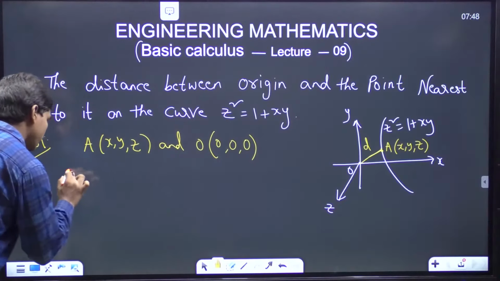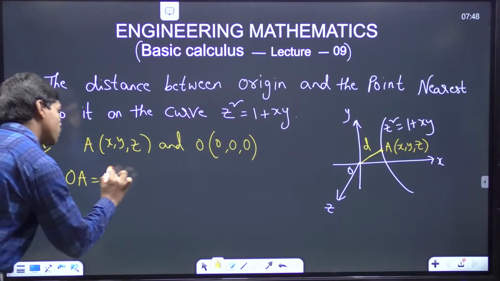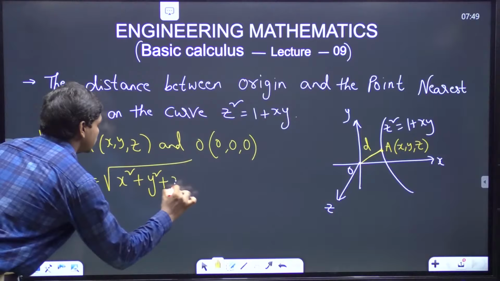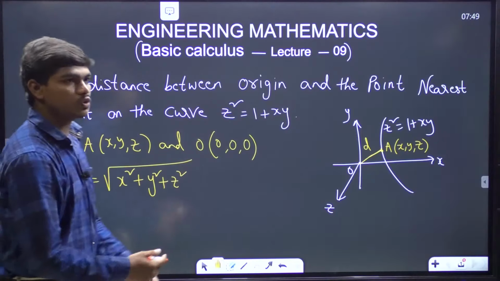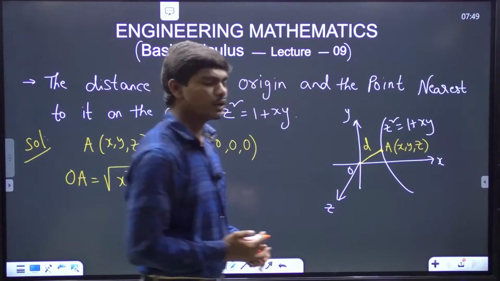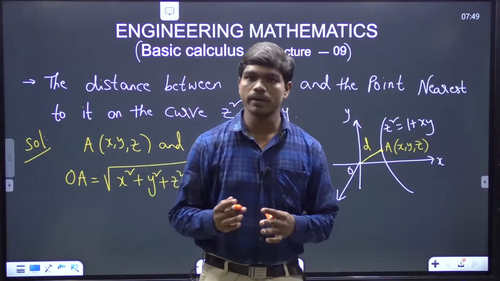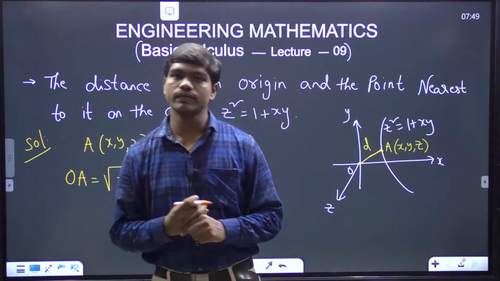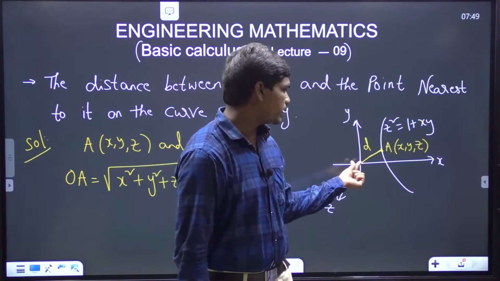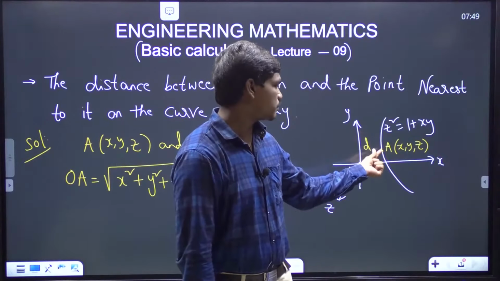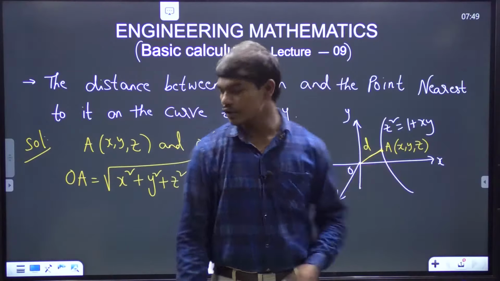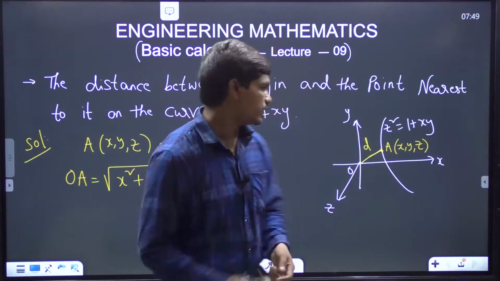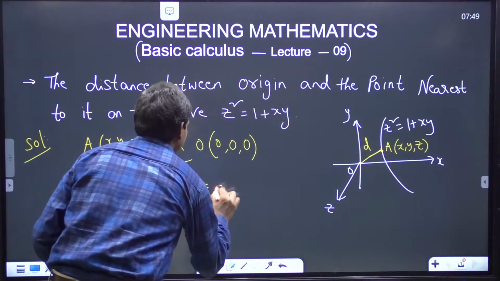If these are the 2 points, what's the distance between them? If I call it OA, then this is equal to root of x square plus y square plus z square, because you know the distance between 2 points x1 y1 z1 and x2 y2 z2 is the square root of x2 minus x1 whole square plus y2 minus y1 whole square plus z2 minus z1 whole square. If the origin is my first point and A is my second point, you get this expression for the distance between O and A, and let me call this distance D.